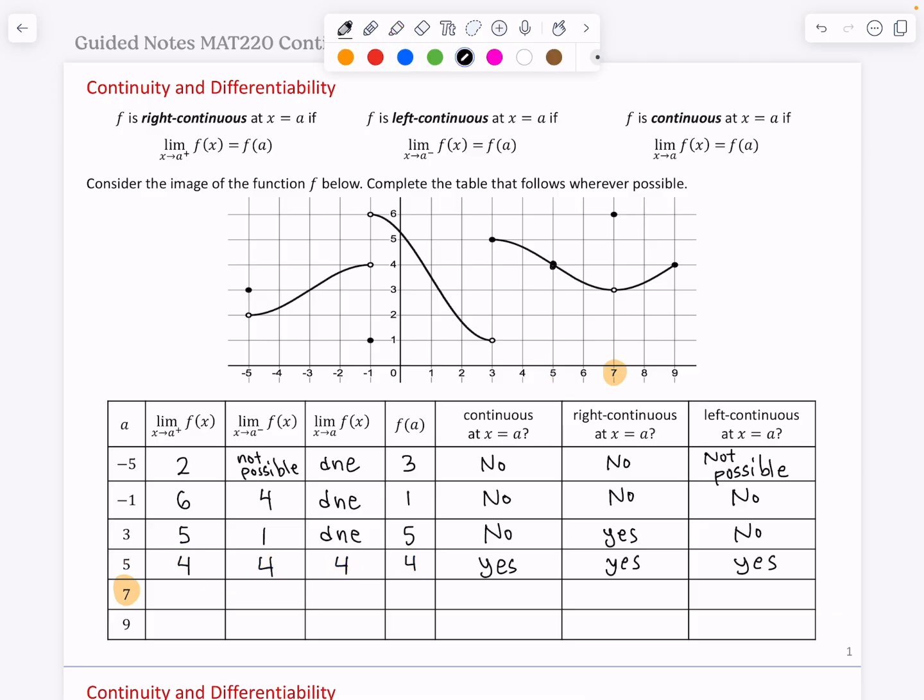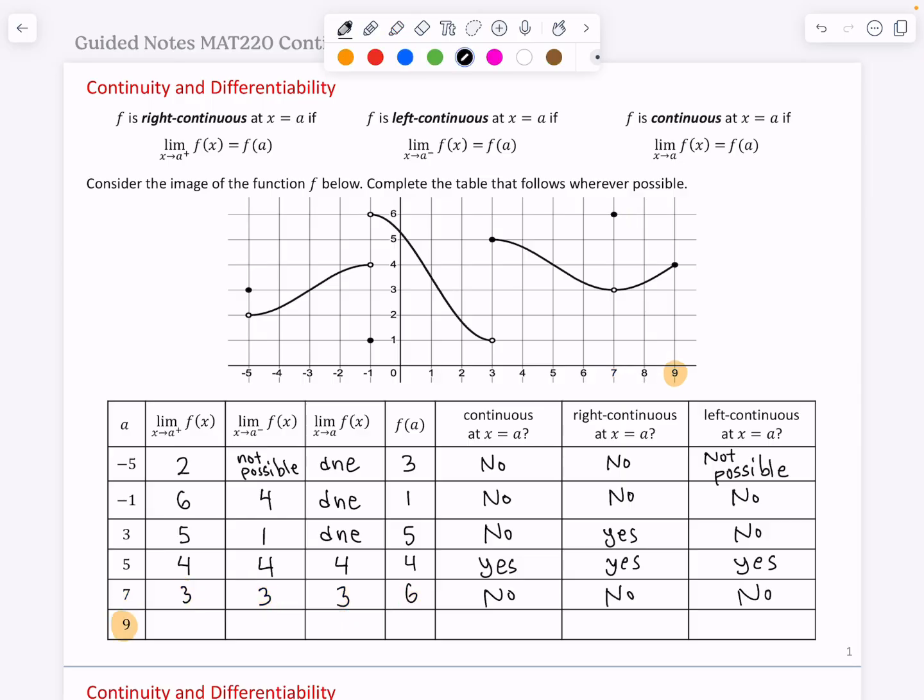Shifting to x equals 7, as we approach 7 from the right, our outputs get closer and closer to a height of 3. That's also true as we approach from the left. Therefore, the two-sided limit is also 3. However, f of 7 is way up here with an output of 6. So is the graph continuous at x equals 7, or do the two-sided limit and the output not match? So we say no. In fact, there is a removable discontinuity here. Therefore, it cannot be left or right continuous either, because both of these limits match the two-sided limit, and none of it matches the 6.